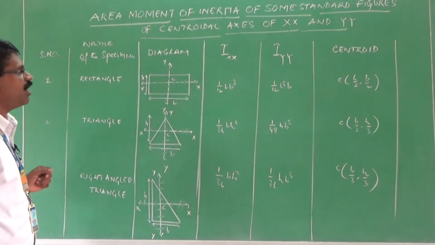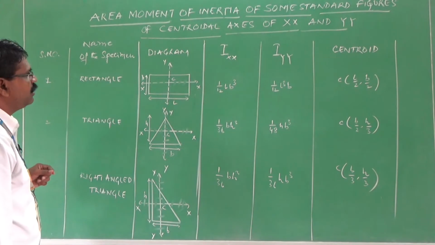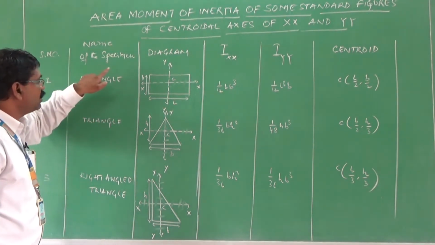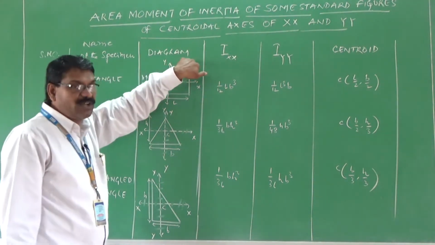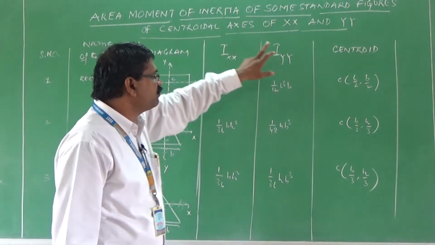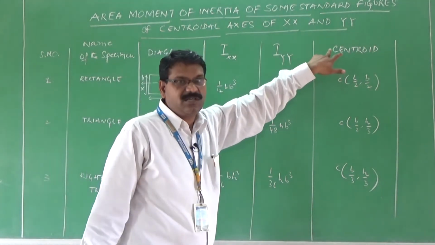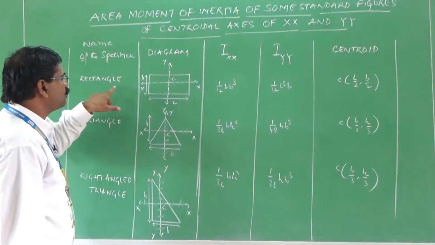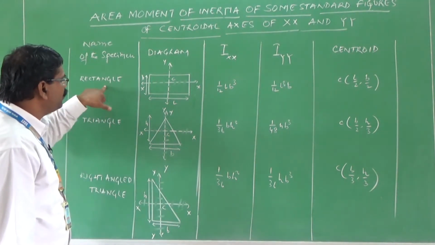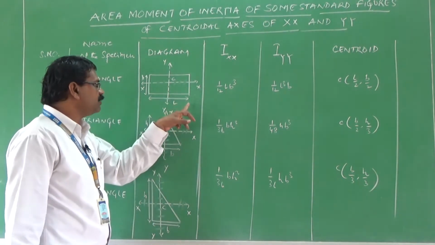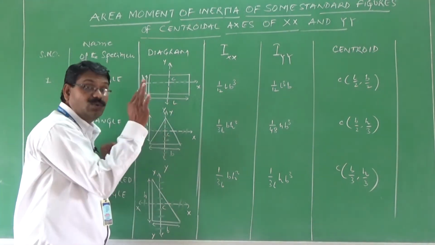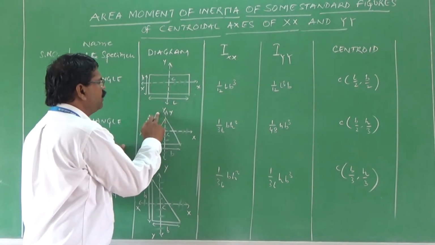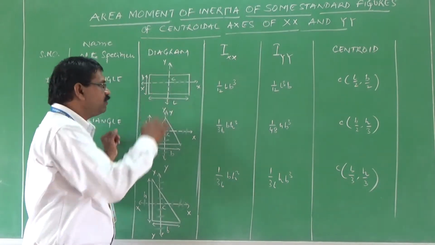Now, if you look at this chart or flow diagram, I would like to split it into 6 columns. The first one is serial number, the second is name of the specimen, the third is diagram, the fourth is I_X, the fifth is I_Y, and the sixth is the centroid of the particular specimen. If you take the first specimen, which is the rectangle, it can be drawn like this. In this diagram you can observe that there are two axes, the xx direction and the yy direction, and C represents the centroid of this rectangle.